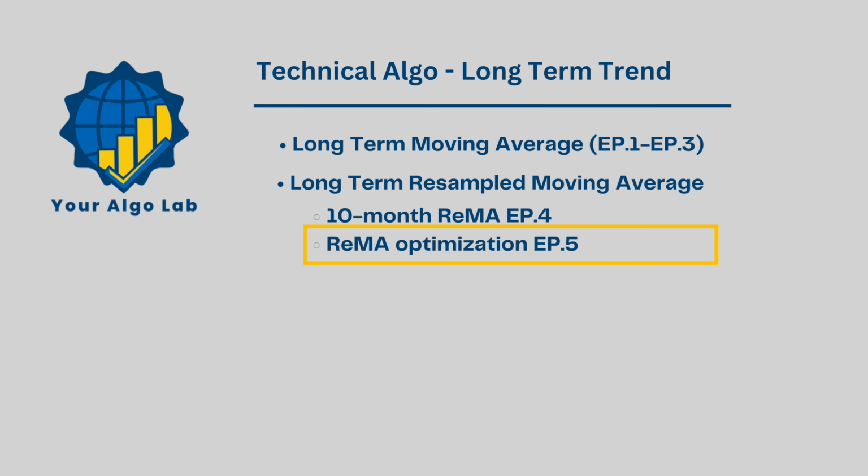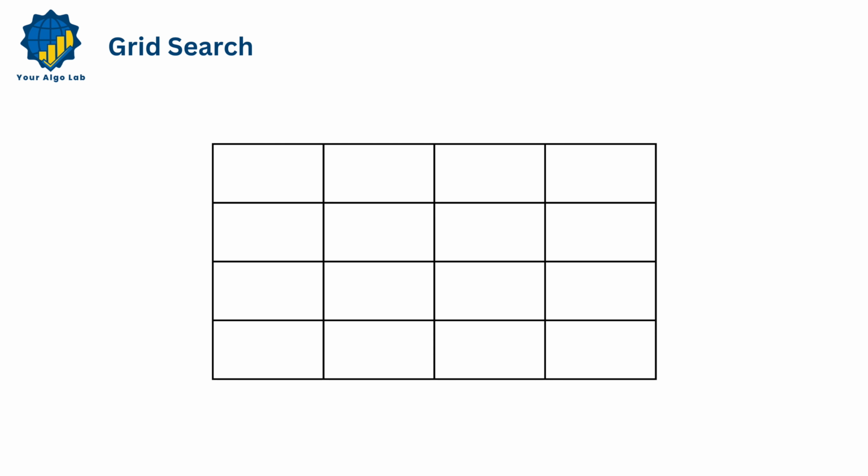Today, we'll delve deeper into some optimization techniques. There are many advanced optimization techniques available. In this episode, we'll use one called grid search. As the name suggests, grid search is an exhaustive search technique used to systematically tune the parameters of a strategy.